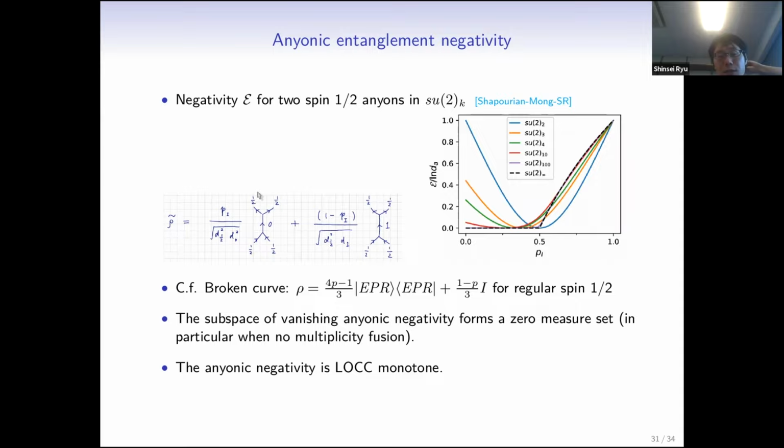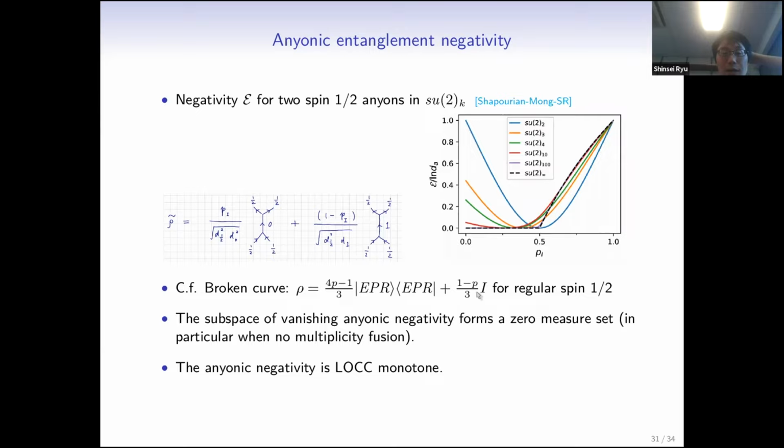one density matrix, which is as before, we have a pair of spin 1/2 anions created from the vacuum, and they have a bra and the ket here. But in addition to that, we consider a different diagram, which represents a different density matrix. And then we control the mixture of these two density matrices, which is motivated by this type of state we consider for spin 1/2 called the Werner state. So that's a mixture of an entangled density matrix and a trivial density matrix.